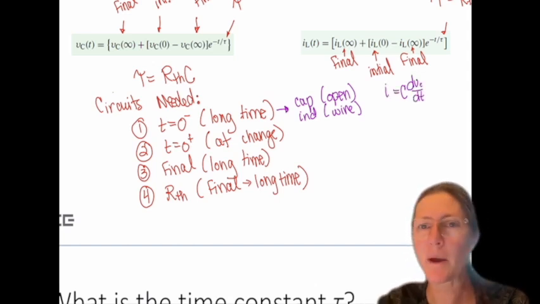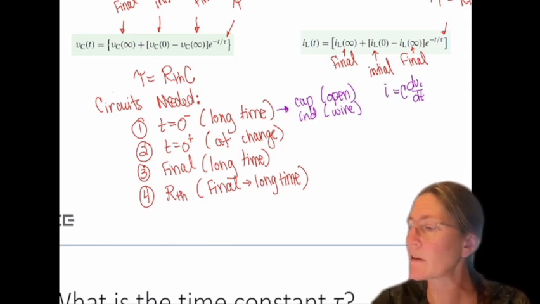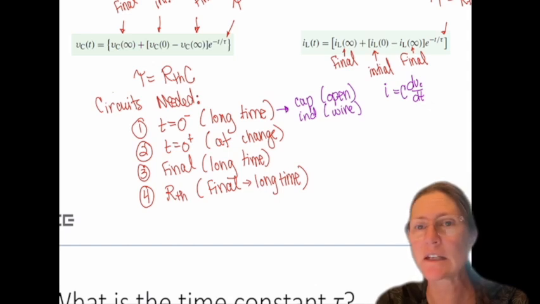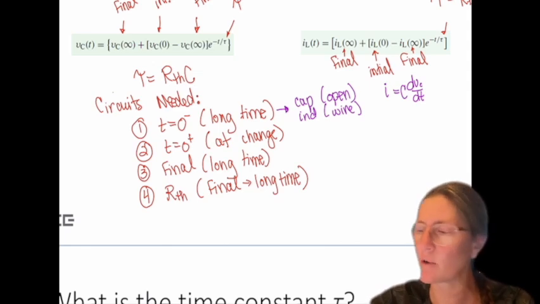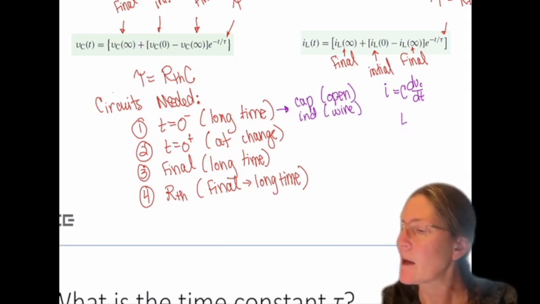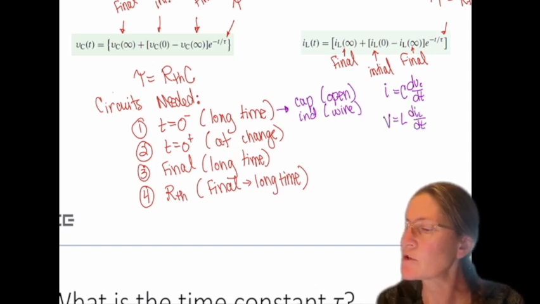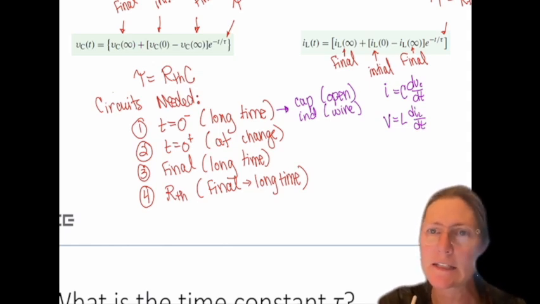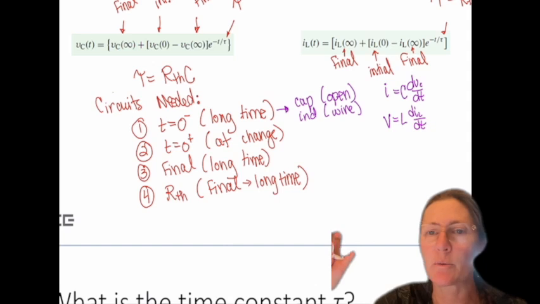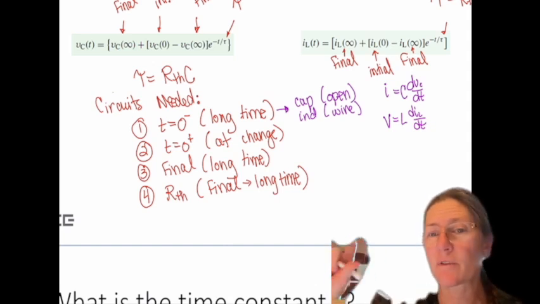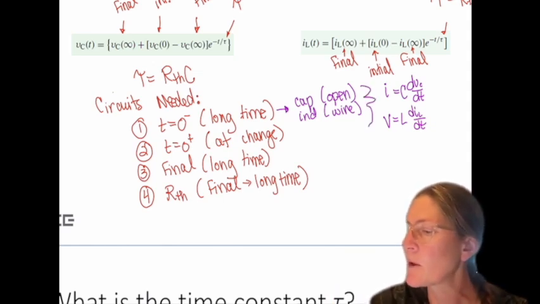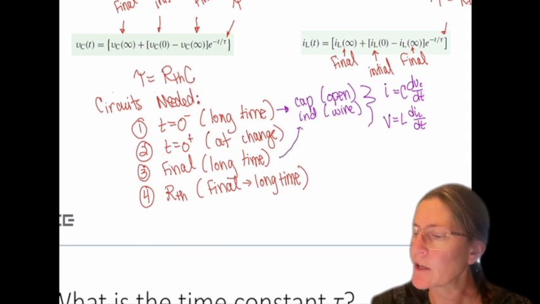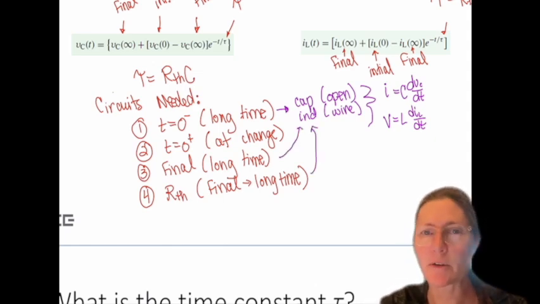So for the capacitor, the current through it is equal to C dVc/dt. When dVc/dt is 0, I is 0, which looks like an open. And for an inductor, the voltage is equal to L di/dt. And so the current, no more changing, goes to 0, so that voltage looks like a 0, which is that wire. So that is where those come from. So any long time, it's going to be modeled as this.